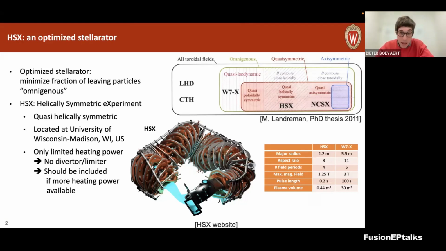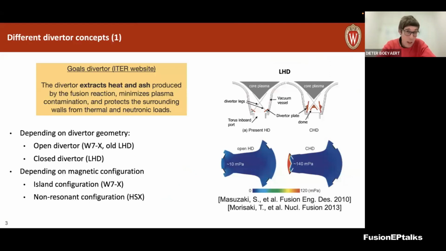Then the question is, okay, installing a diverter, that's good to know, but what do we really want to achieve with a diverter and how can we go ahead with that? And for that, I would like to start from the goals of a diverter from the ITER website. There it is stated that the diverter extracts heat and ash produced by the fusion reaction.